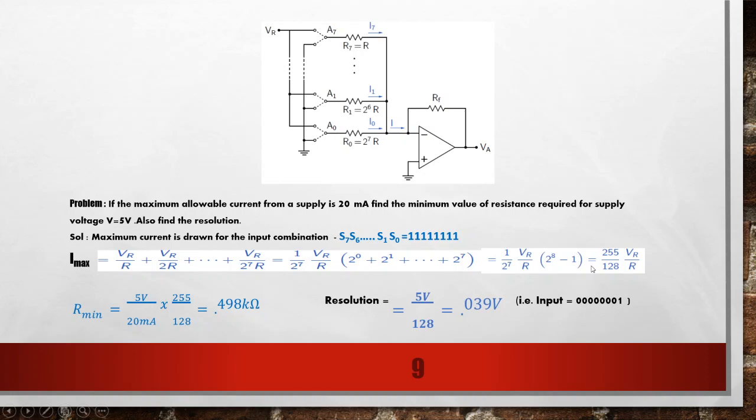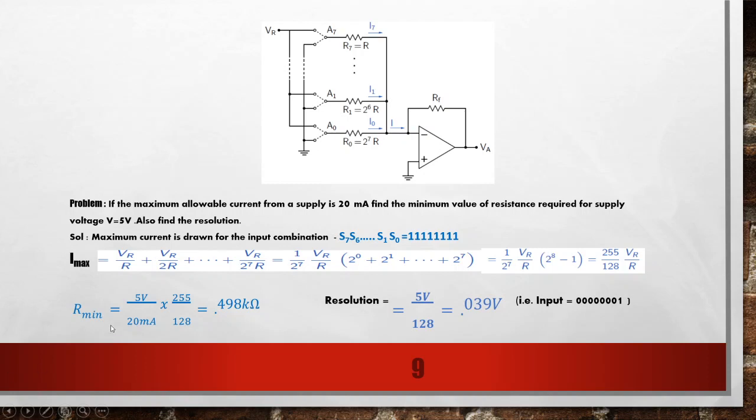Like this, and something like, say you are 4-bit. If you put the 4 bits as 1111, that corresponds to 15. Now that can also be written as 2 to the power 4 minus 1. So something like that. So this 2 to the power 7 comes to 2 to the power 8 minus 1. Okay. So if you put the value, it comes to 255 by 128 VR by R.